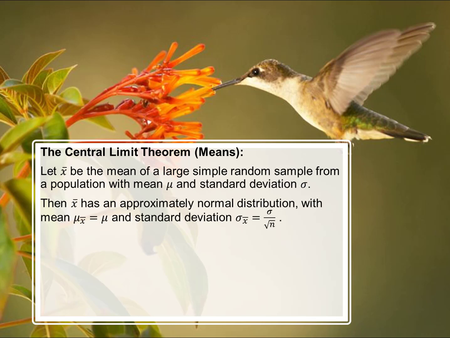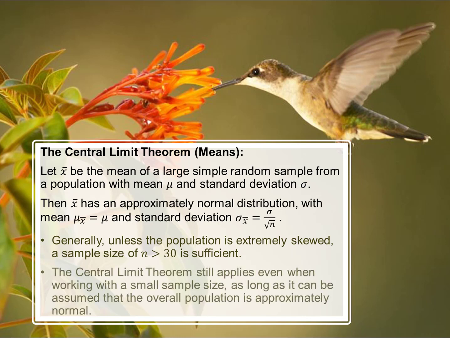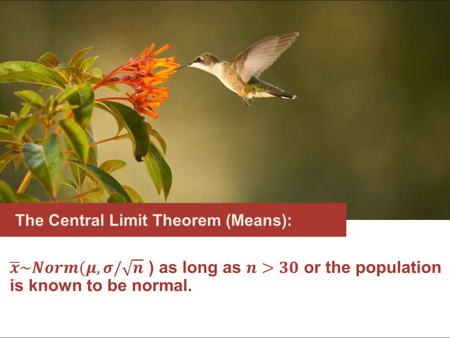Now there are two related points. Generally, unless the population is extremely skewed, a sample size of n greater than 30 is sufficient. The central limit theorem still applies even when working with a small sample size, as long as it can be assumed that the overall population is approximately normal. Okay, let's write the central limit theorem a little more briefly. X bar is approximately normal with mean mu and standard deviation sigma over the square root of n, as long as n is greater than 30 or the population is known to be normal.